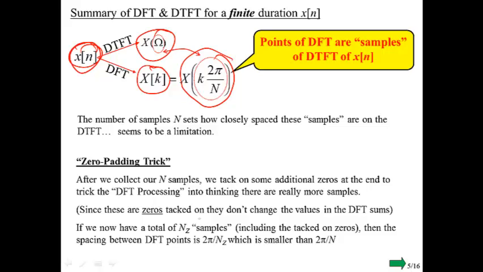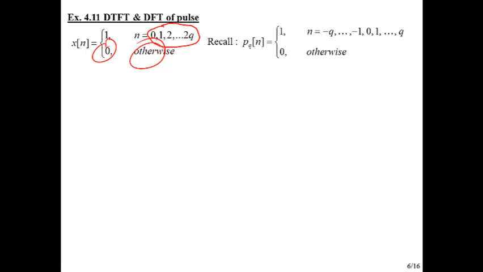So now the total number of samples is NZ. That's the actual non-zero ones plus the ones that are tacked on. And since NZ samples are going into our DFT, our spacing now is 2 pi over NZ, which is smaller than 2 pi over N because NZ is larger than N. So this is just a trick to make the spacing finer. So here's a little example. Suppose we have a signal that is 1 for 0 out to 2q, and it's 0 otherwise. So it's a little rectangular pulse.